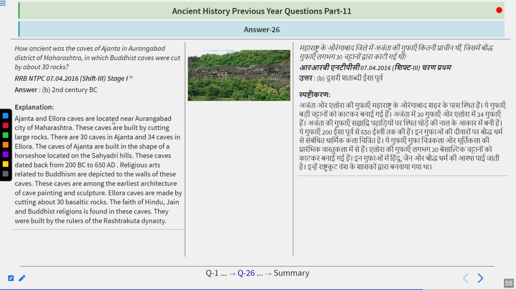Ajanta and Ellora caves are located near Aurangabad city of Maharashtra. These caves are built by cutting large rocks. There are 30 caves in Ajanta, 34 caves in Ellora. The caves of Ajanta are built in the shape of a horseshoe located on the Sahyadri Hills. These caves date back from 200 BC to 650 AD. Religious arts related to Buddhism are depicted on the walls of these caves. Ellora caves are made by cutting about 30 basaltic rocks. The faith of Hindu, Jain and Buddhist religion is found in these caves. They were built by the rulers of the Rashtrakuta dynasty. So do remember the answer is 2nd century.